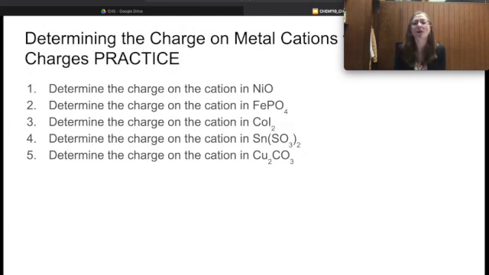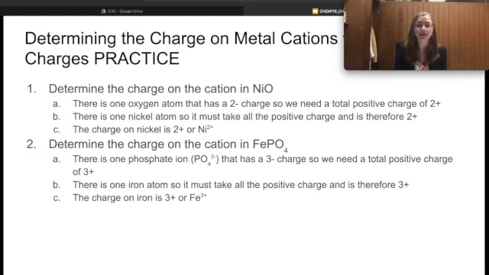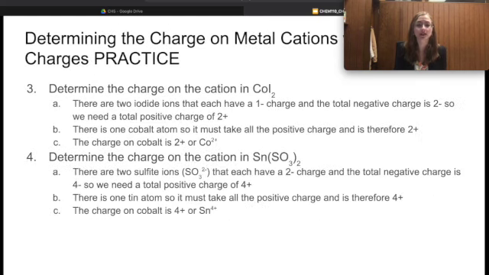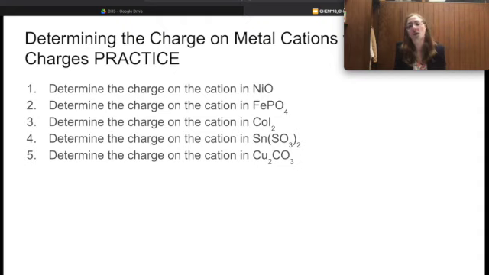I've given you some practice examples here where I want you to figure out what the charge on the ions are. Please go ahead and work through those. Ask me if you have any questions. There are some solutions here as well in your PowerPoint, so you can check out the solutions. If you have any questions, please don't hesitate to ask. I will get those figured out for you.